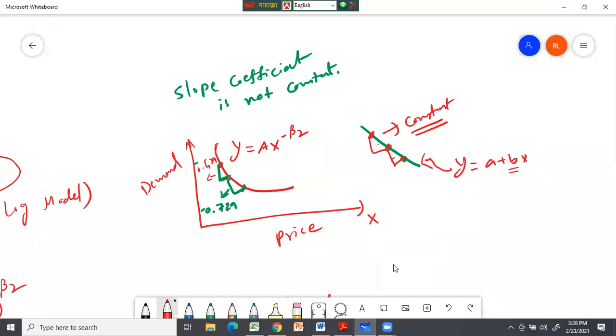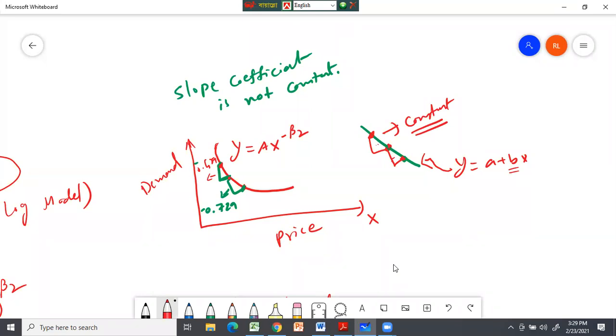But if you draw a graphical representation of an equation which is not linear in the variable, like y equal to a into x to the power minus beta 2, then it would be like a curve. And for this curve, from one point to another point, if you are measuring the slope, the slope coefficient is not constant here. You get a different number from one point to another point. But for a straight line, you will get the constant slope coefficient.